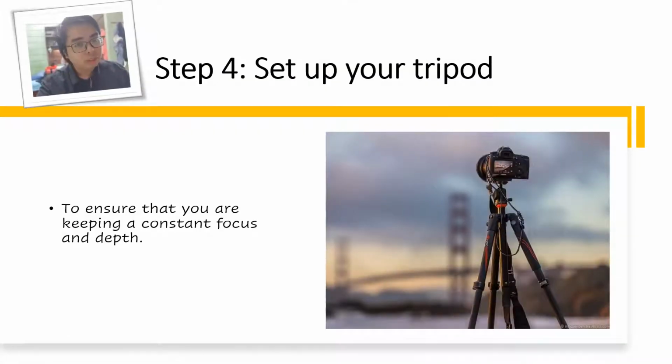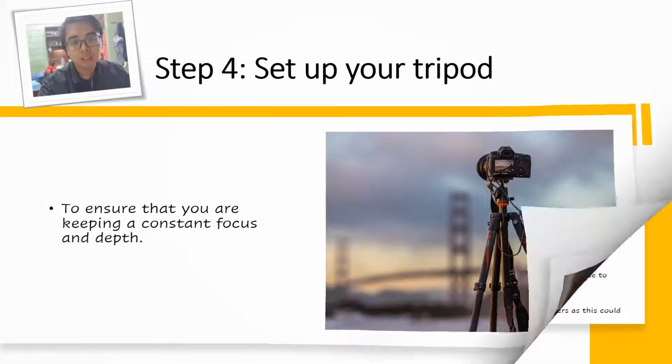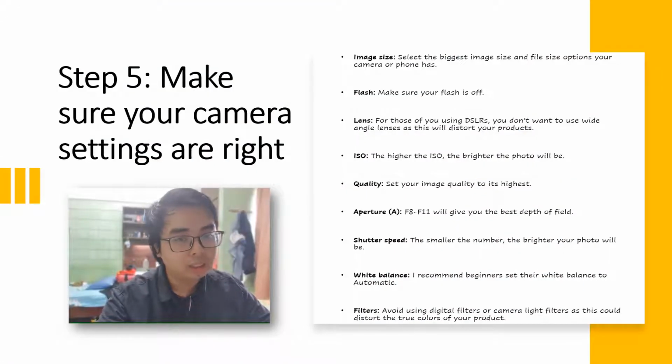Now, step 4 is to set up your tripod. You have got your lights, your backdrop, and your products. Now it's time to set up your tripod. The reason a camera or a smartphone tripod is so important is that it ensures that you're keeping a constant focus and depth. It's much better to move the product slightly than to move the camera. And step 5, last but not least, is to test your camera settings and get them just right. You will need to tweak this to ensure that you have achieved the best photos possible. Here are the top camera settings from what I've taken.